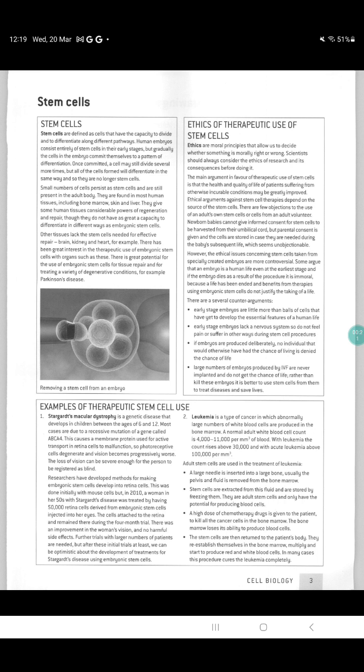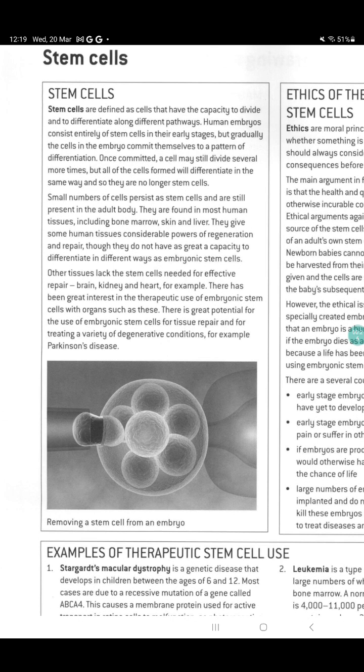Now first of all, if we need to define what stem cells are, they are defined as cells that have the capacity to divide and to differentiate along different pathways. It means stem cells have the capacity to divide into any type of cell, and they can acquire the function according to the location. This is the type of cell which can go to any location, and it can behave like other cells which are present there.